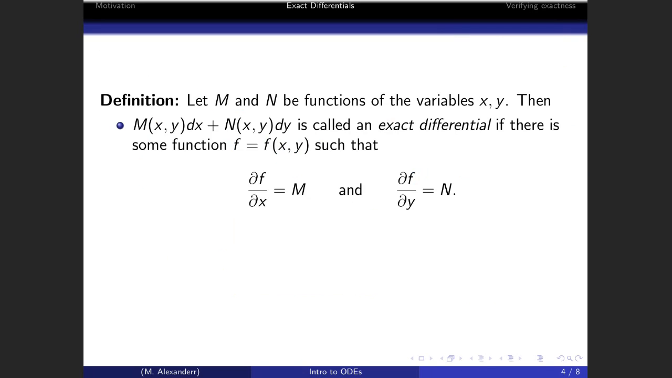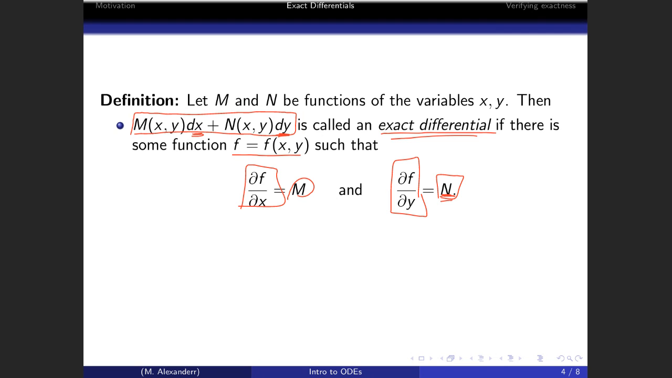So here are the definitions. And so what we were saying is this: suppose that you have an expression that is of this format, a function M multiplied by dx and a function N multiplied by dy. So this expression is going to be called an exact differential if there is a function f such that the first component M is equal to the derivative of f with respect to x, and the second component, the N, is the derivative of f with respect to y, like we had in the example.